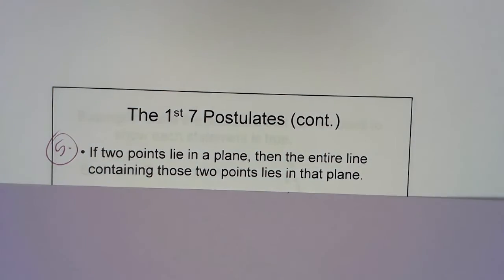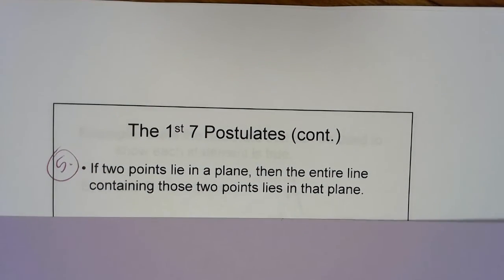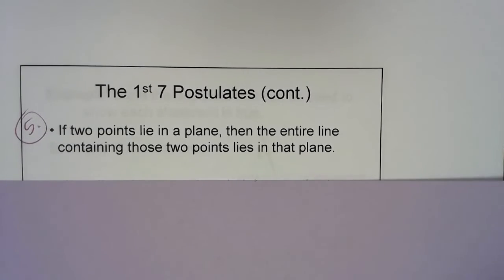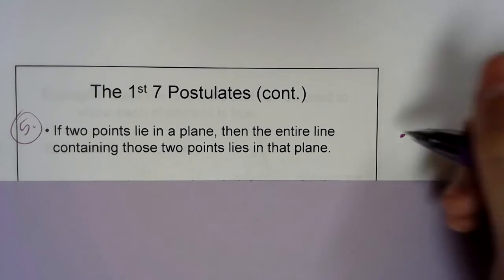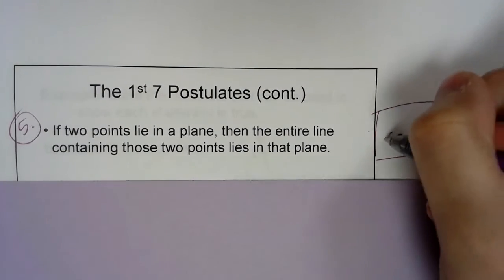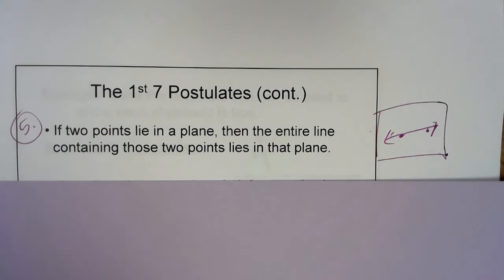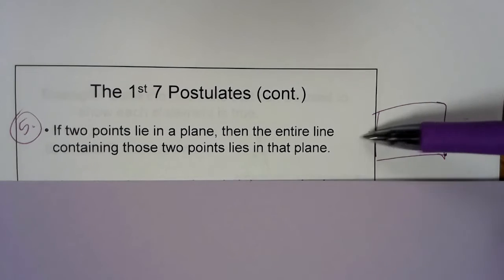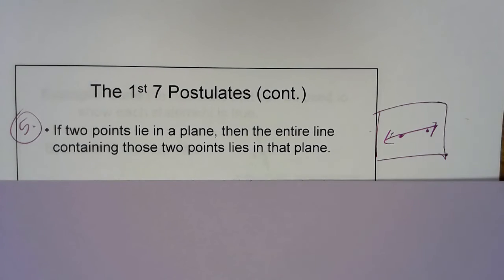Number 5 says if 2 points lie in a plane, then the entire line containing the 2 points is also in the plane. I think that one makes good sense. I've got 2 points, they're in this plane, then the line that they're on is also in the plane. So don't forget that planes extend indefinitely in all directions. So like this plane is going on forever, so is this line.